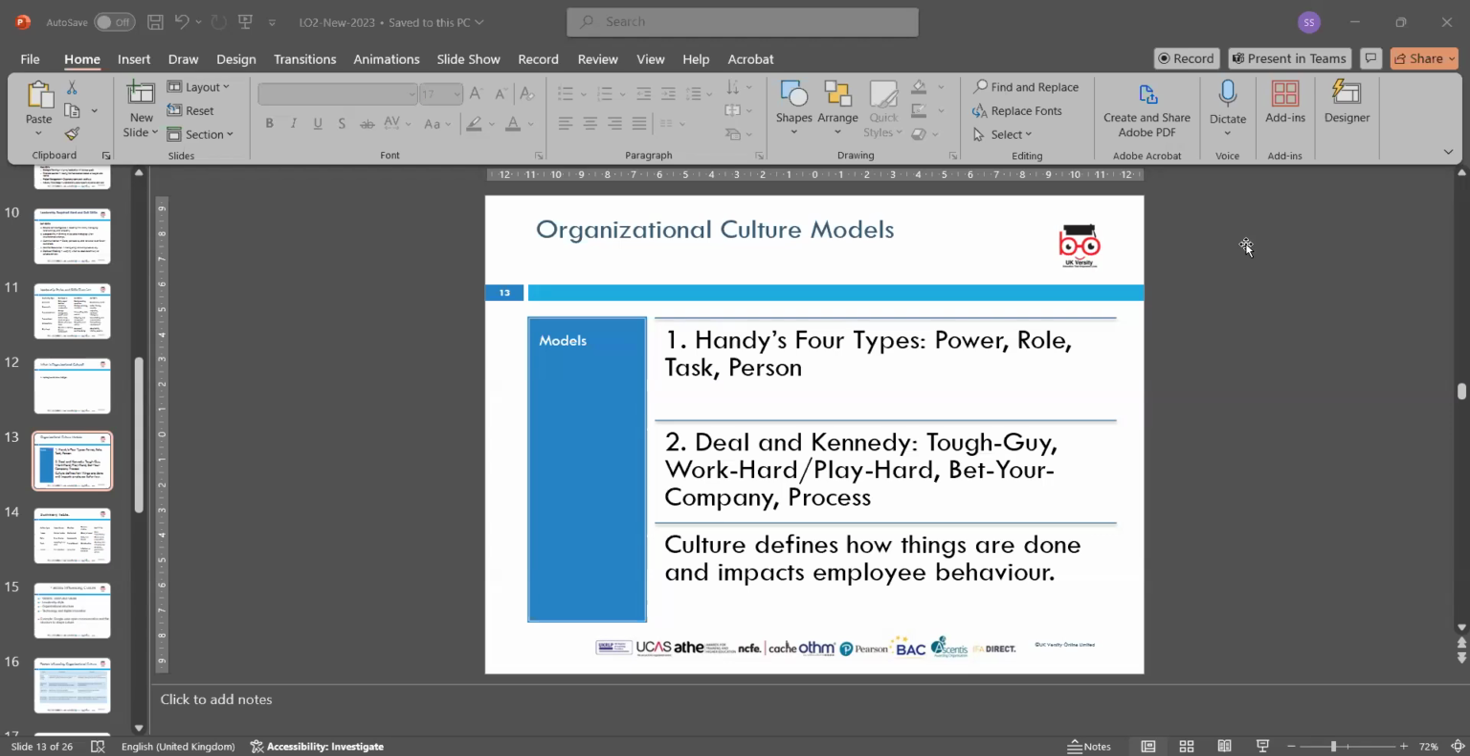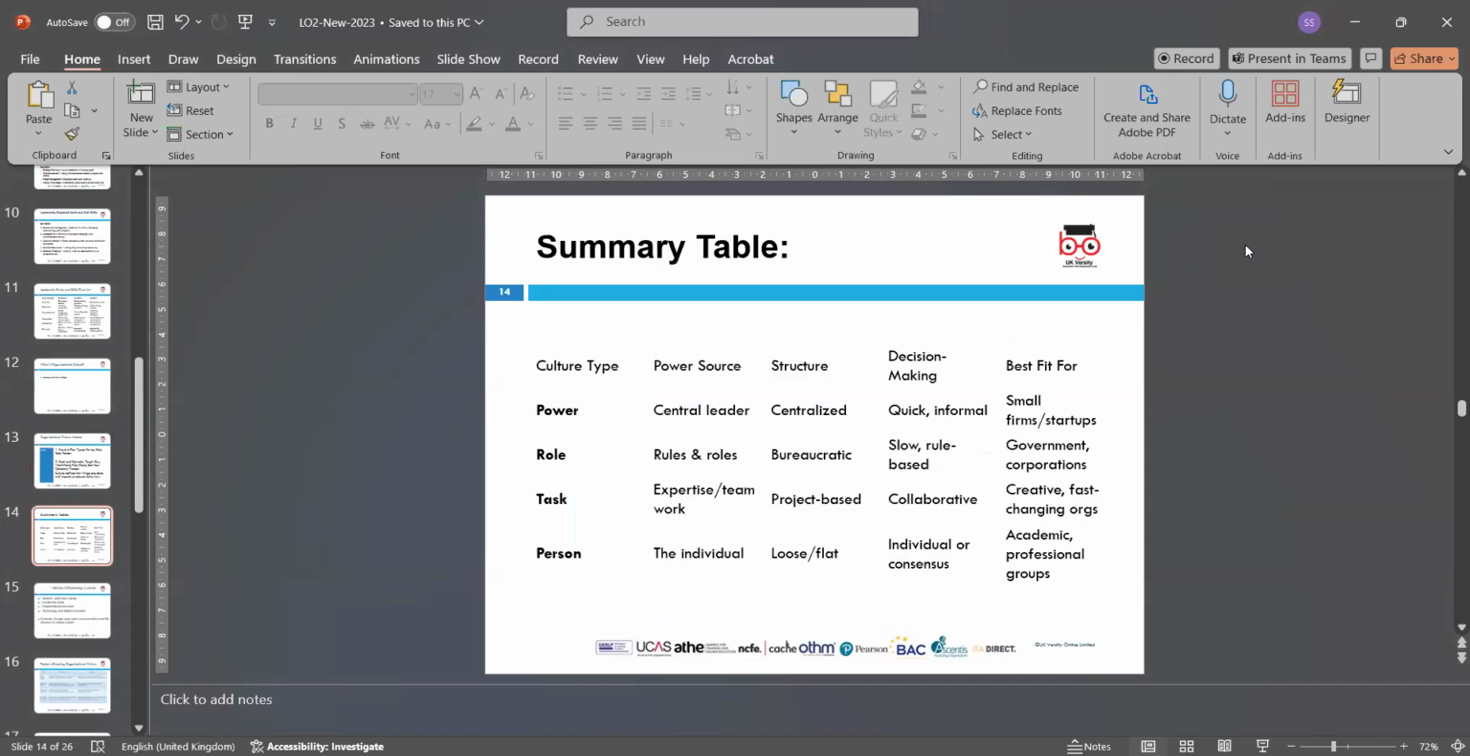Okay, so there is Handy's four types. There is a model, Handy's four types: power, role, task, person. So let's explore what this culture is. But before moving to that model, what are the key elements of organization culture?